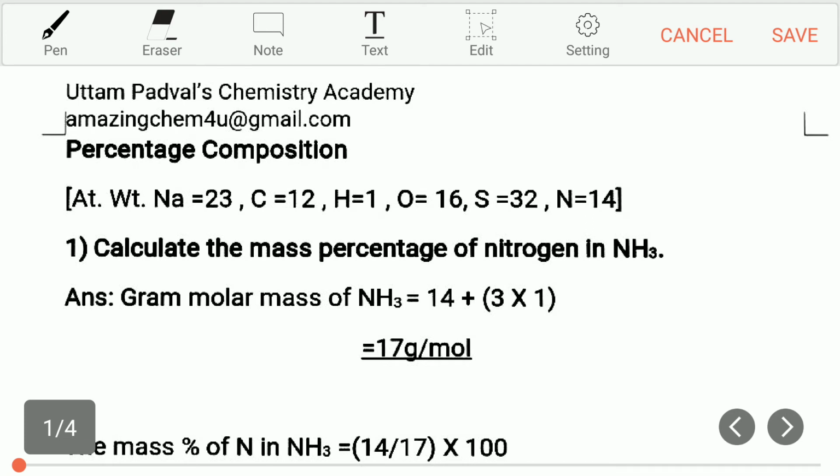Hi, in this video we will study some numericals based on mass percentage. How to calculate mass percentage? So for calculating mass percentage we should know atomic weight. Generally in exam they give you atomic weights, so no need to learn atomic weights by heart.